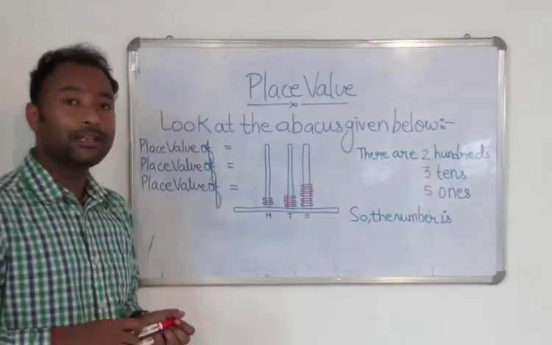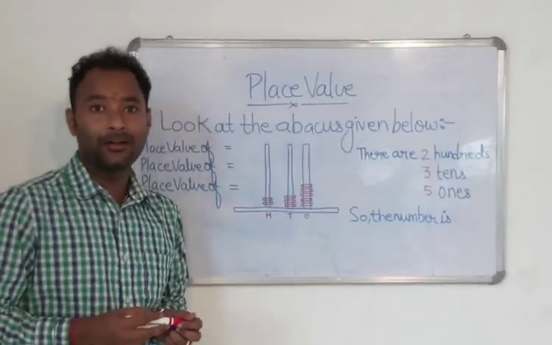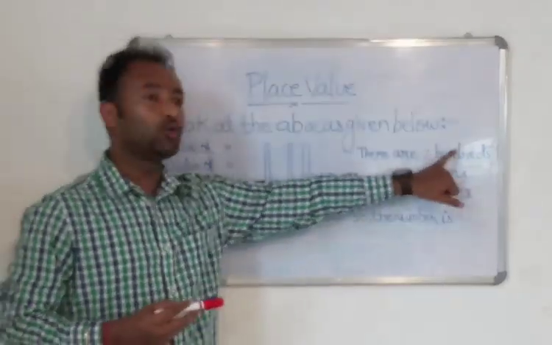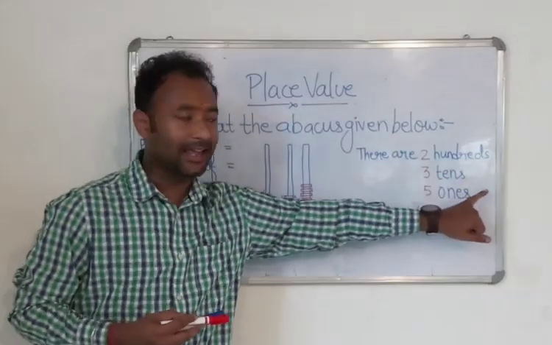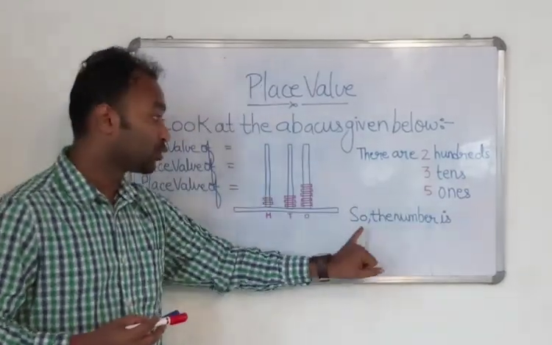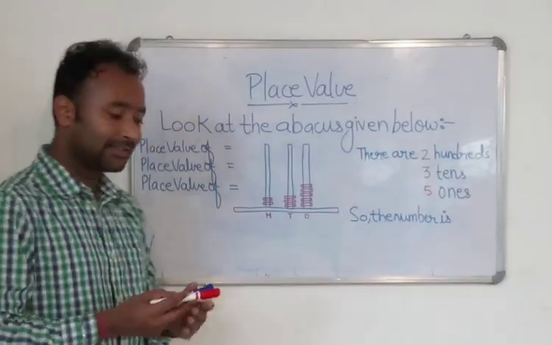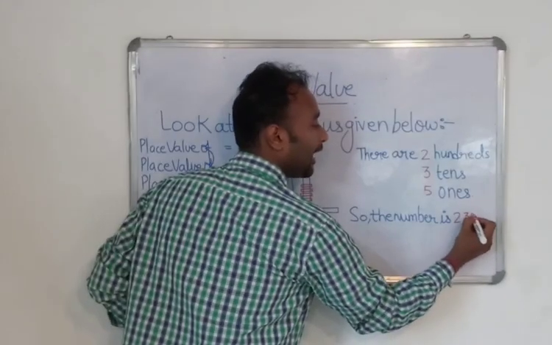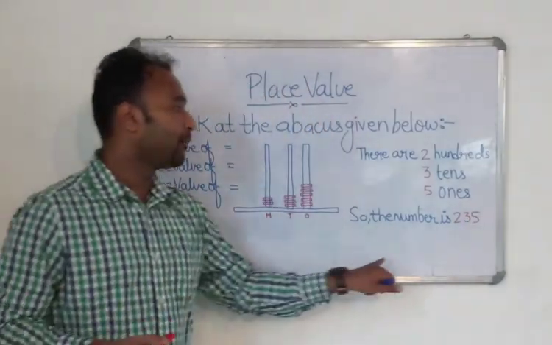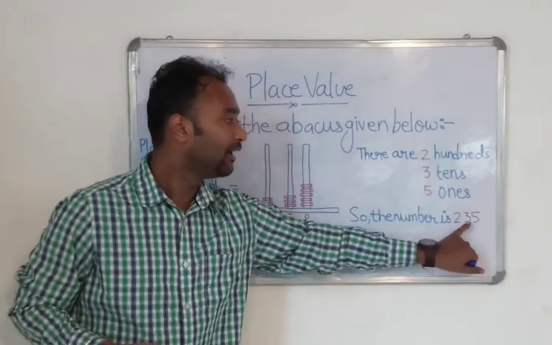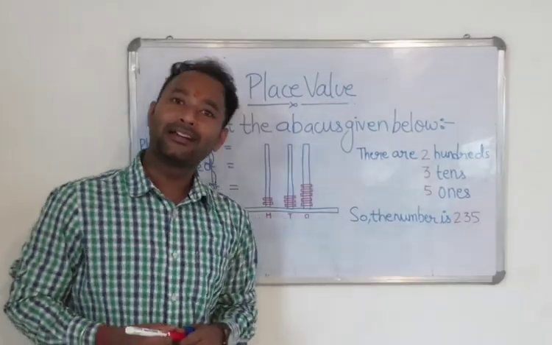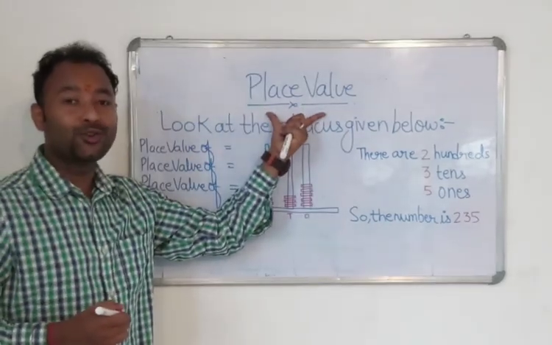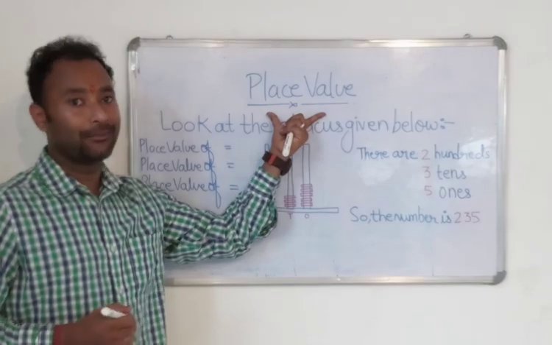Now students, can you tell me what number we have taken out from this abacus? There are 2 hundreds, 3 tens and 5 ones. So the number is 2, 3 and 5. You can say that the number is 235. Understood, students?